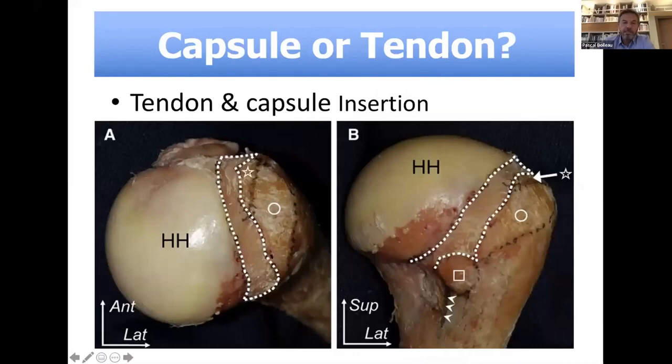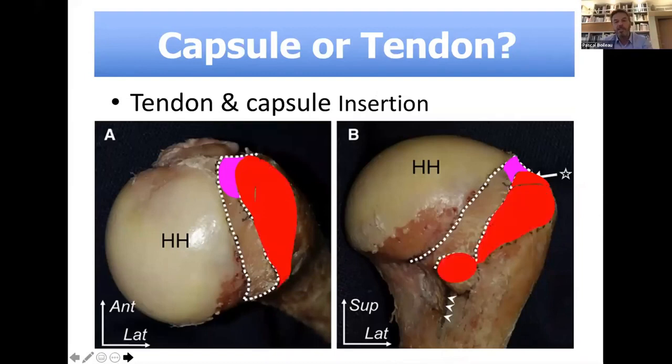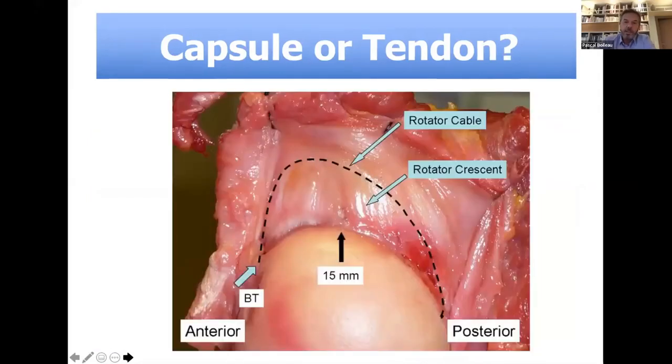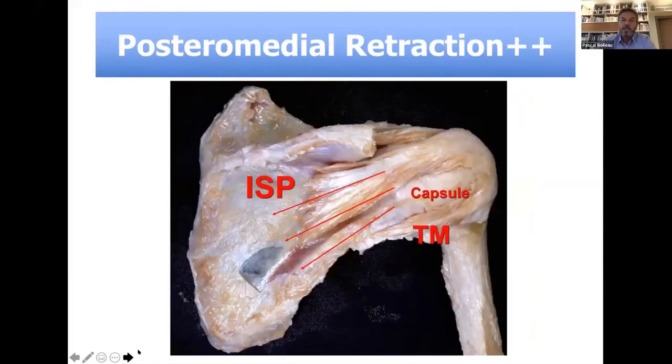So here is the footprint here. And here you see that you have insertion of the supraspinatus, you have insertion of the capsule anteriorly, you have insertion of the infraspinatus, which is covering the supraspinatus, and then you have insertion of the capsule here. So altogether, it makes what has been well known as the rotator cable, described by Steve Burkhart here. And you see that there is a crescent here, and this is all the capsule, but it's a mixed structure with the tendon itself.